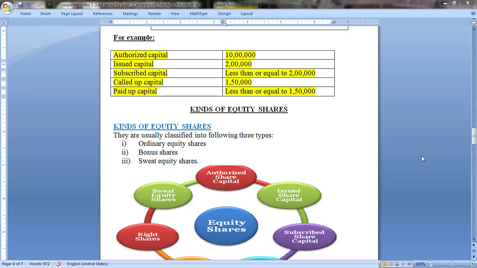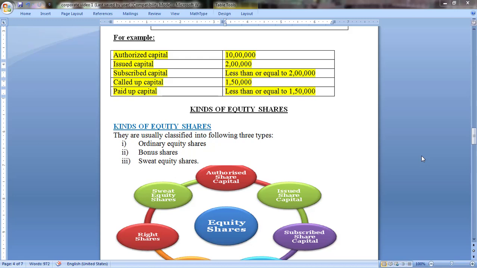Next one is issued capital. In the year 2000, it can issue a capital of 2 lakh to the people for subscription. It is a part of authorized capital. So issued capital is always less than the authorized capital. Out of 10 lakhs, 2 lakh is issued. The remaining 8 lakh is unissued capital. It will be issued by the company later.